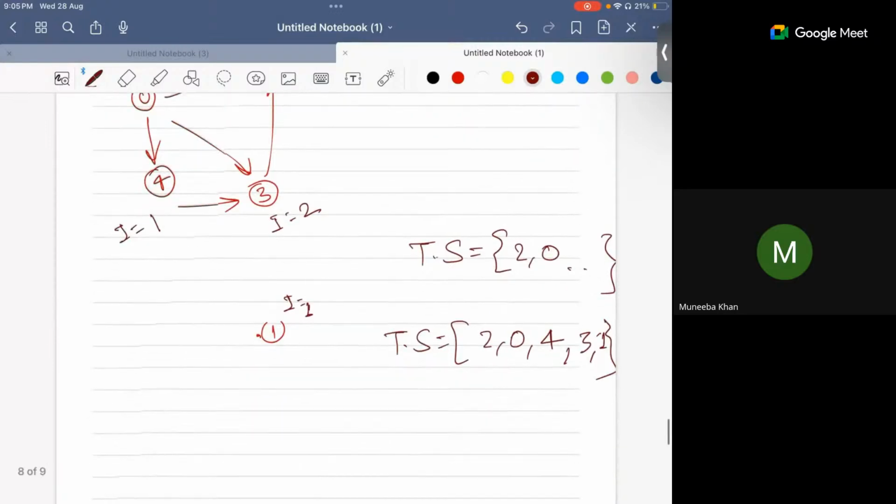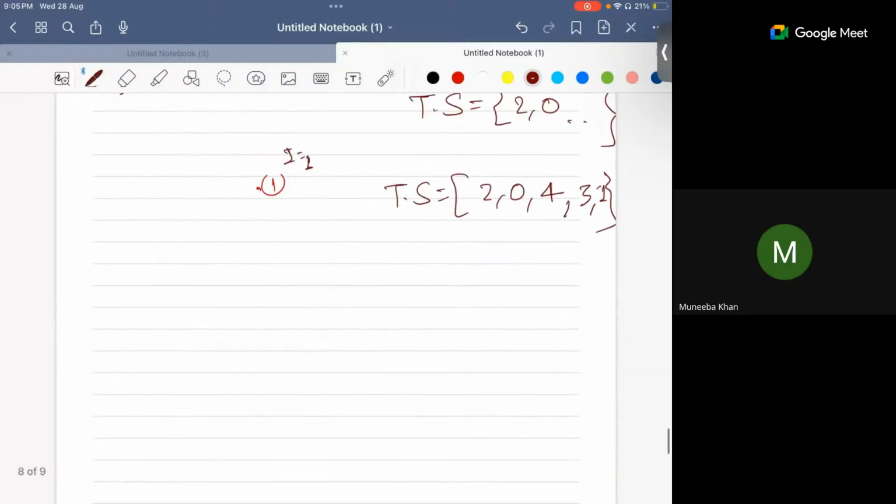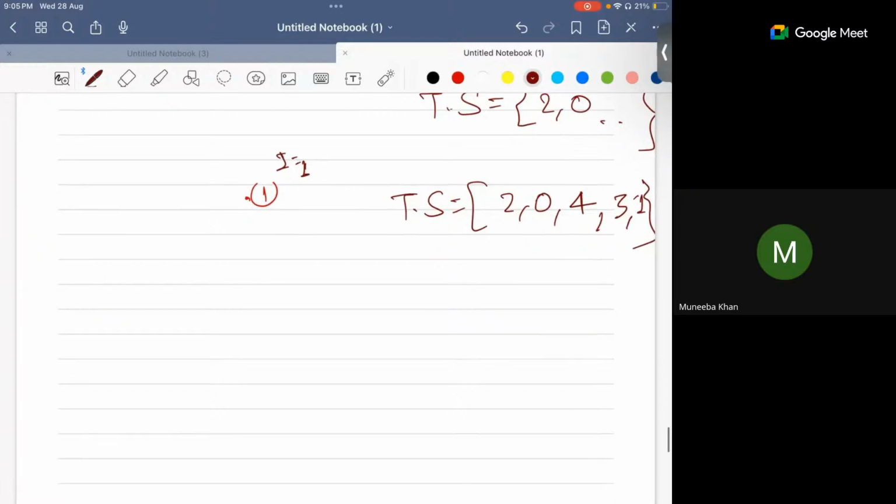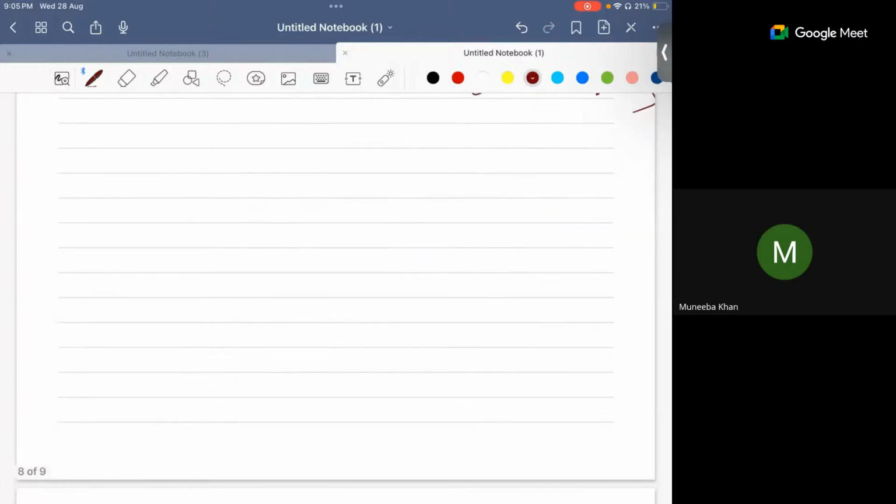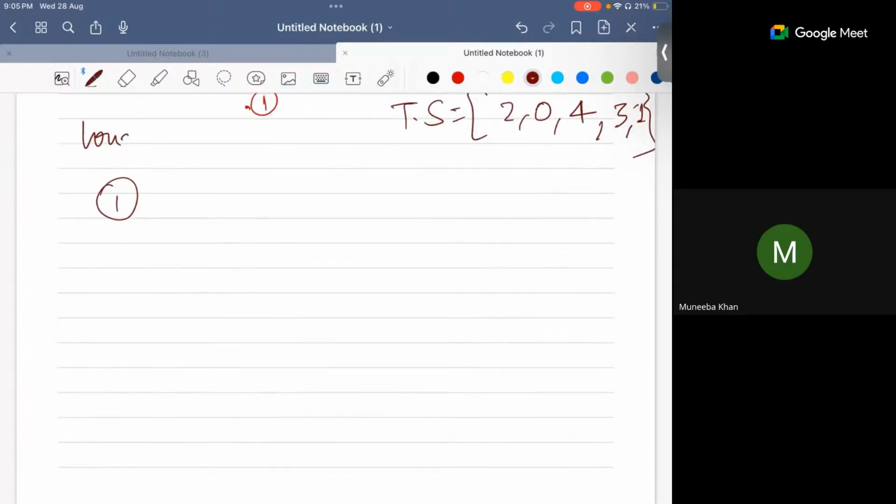Mostly you'll be asked to calculate the sorting. Okay, this part you should be knowing. For the longest path, I'll just tell you the procedure. The procedure is, again you have to start with the same thing. So here you have to find the longest path in topological sorting.